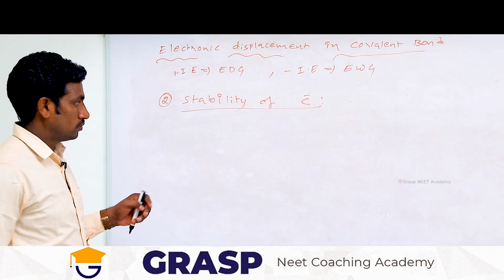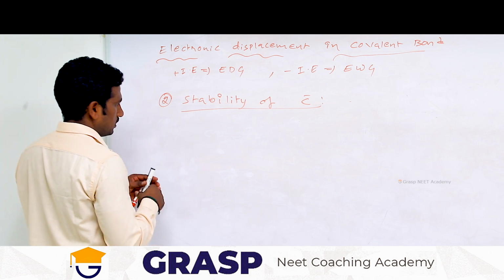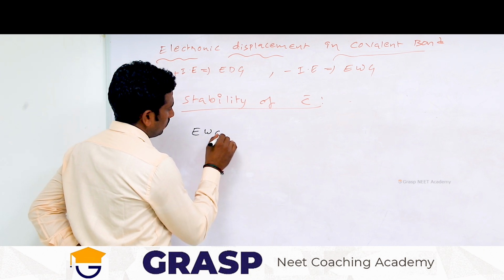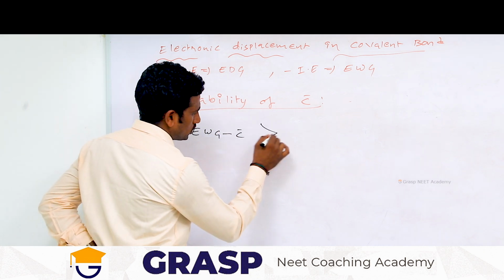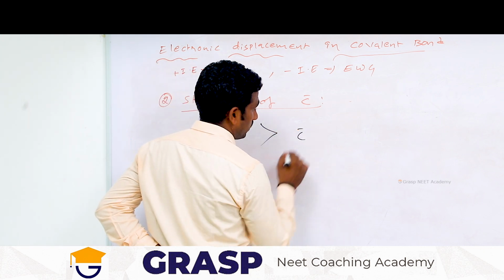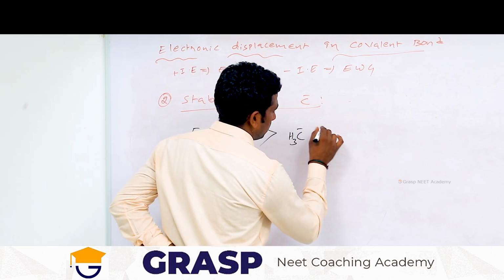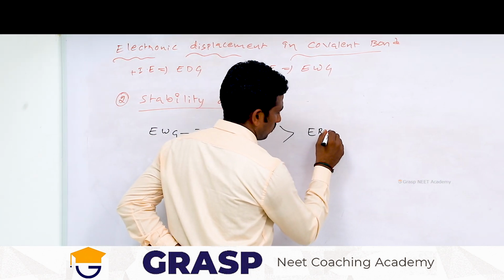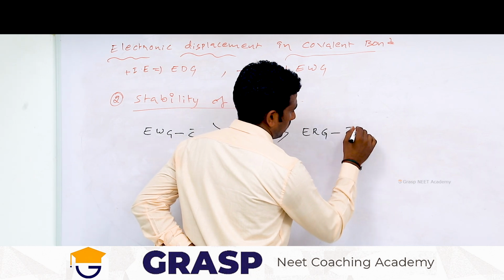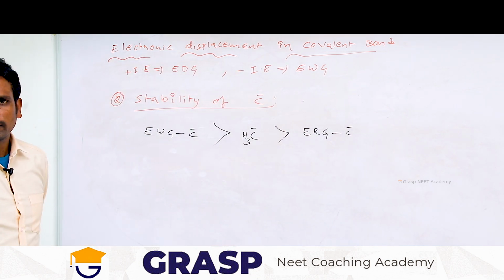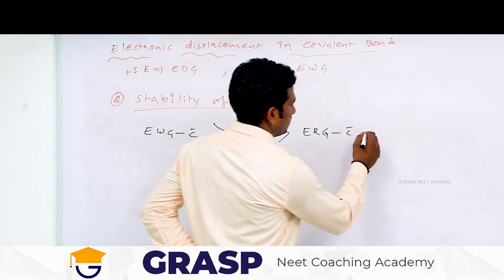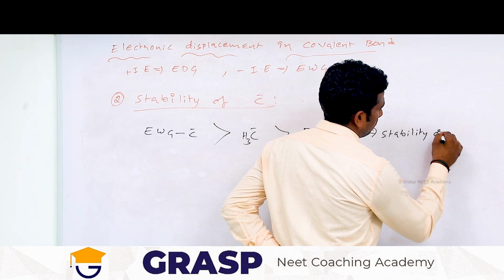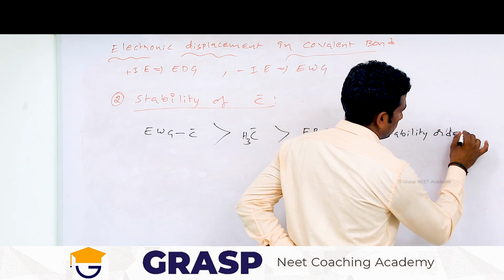In general I will give one point first. An electron withdrawing group attached carbanion is more stable than a normal carbanion, that means methyl carbanion. Then comes the electron releasing group or electron donating group attached carbanion. In this order you need to arrange the stability of carbanions. This is the stability order for the carbanion.